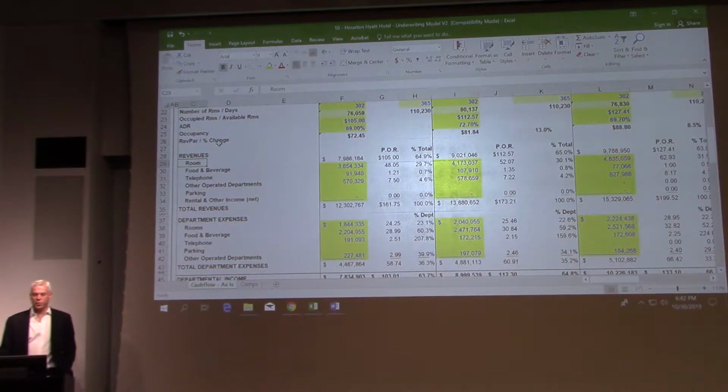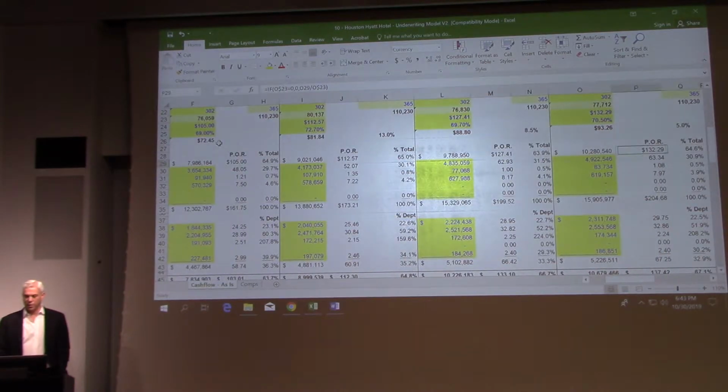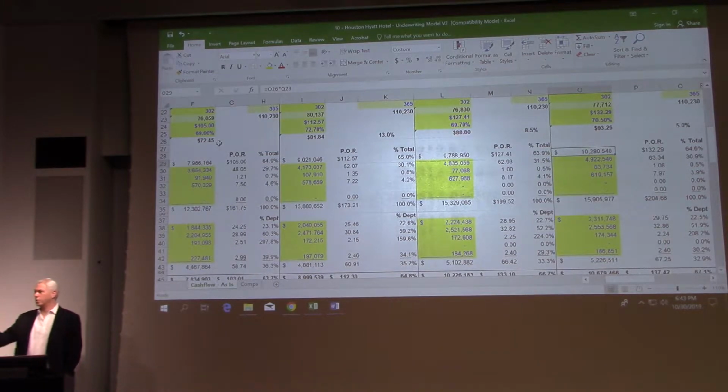Okay, so we're going to do the same thing for room revenue and for food and beverage and telephone and the other operating departments, where I'm looking for consistency. So we have a big jump here from, call it 8 million to 9 million, from 9 million to almost 10 million, and then it goes a little bit over 10 million. You can tell that the ADR is spiking, which causes the revenue to spike with it. You want to understand why.